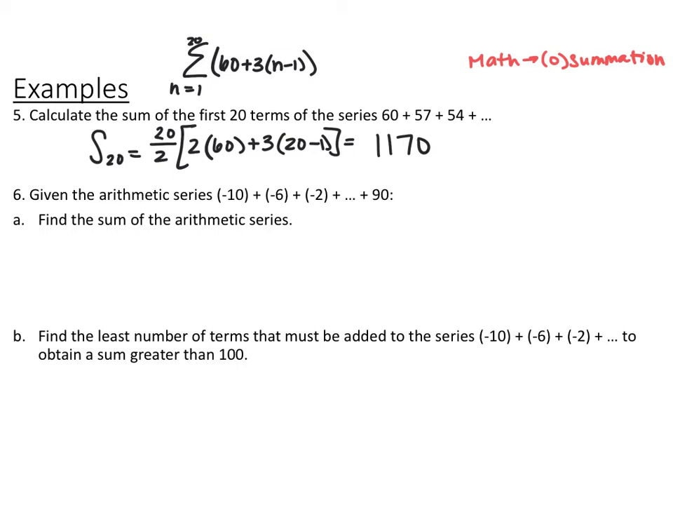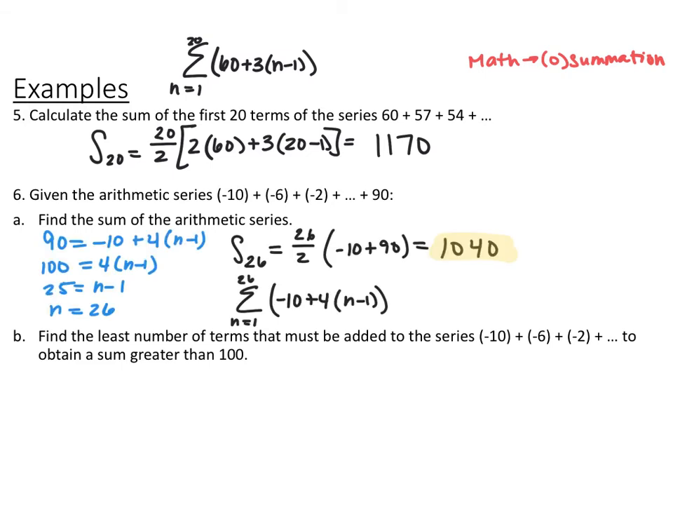So here's the second one. We have negative 10 plus negative 6 plus negative 2 plus dot dot dot plus 90, and we want to find the sum of the arithmetic series. Notice we don't know what n is, so you'd have to find what n is. And then find the least number of terms, if you're given this series without an n value, that makes the sum greater than 100. So go ahead and pause the video and try number 6.